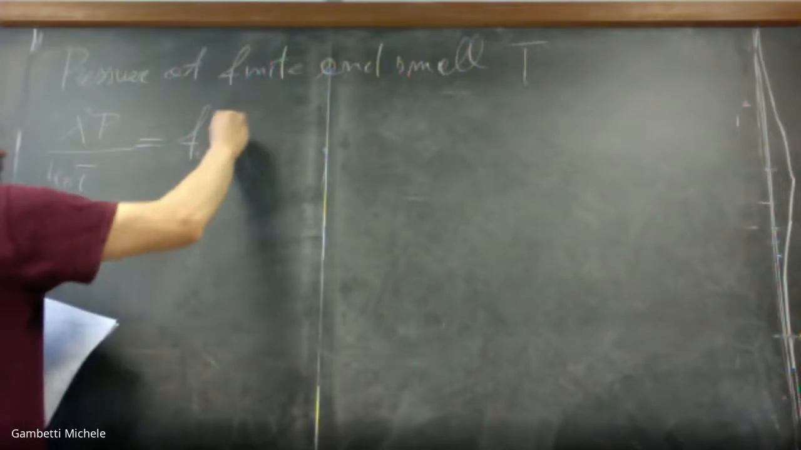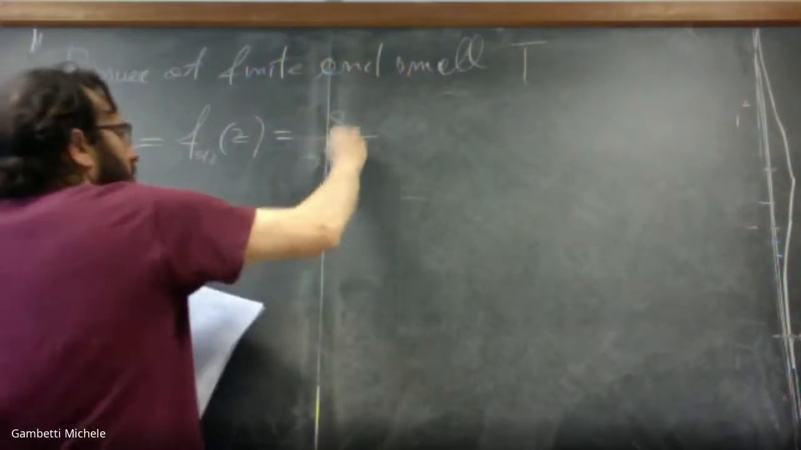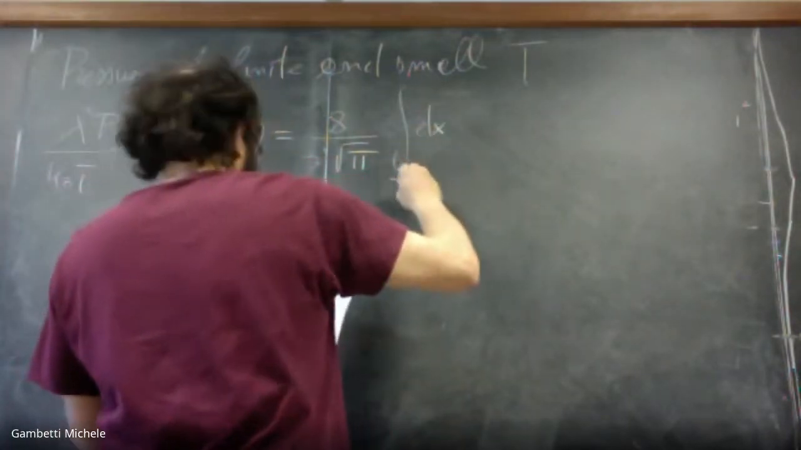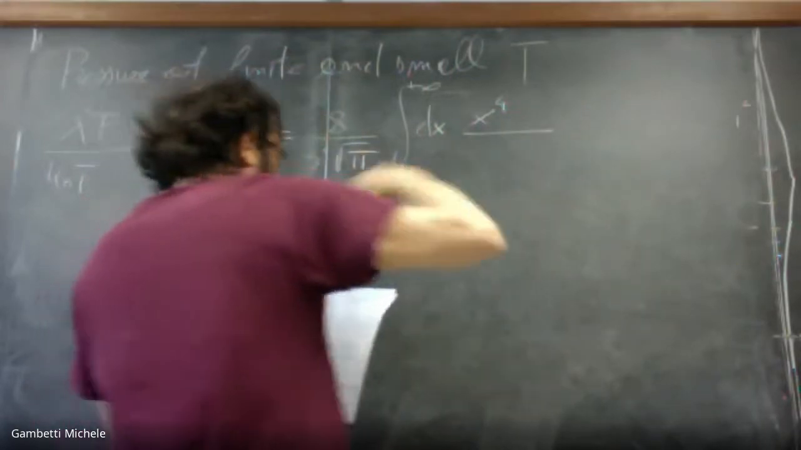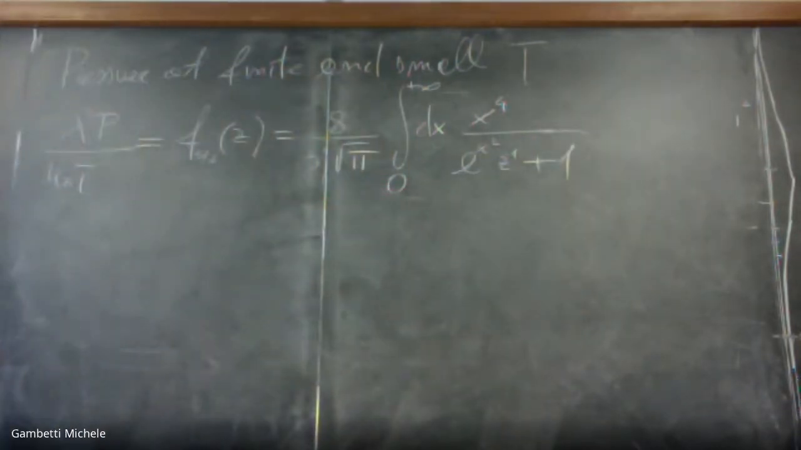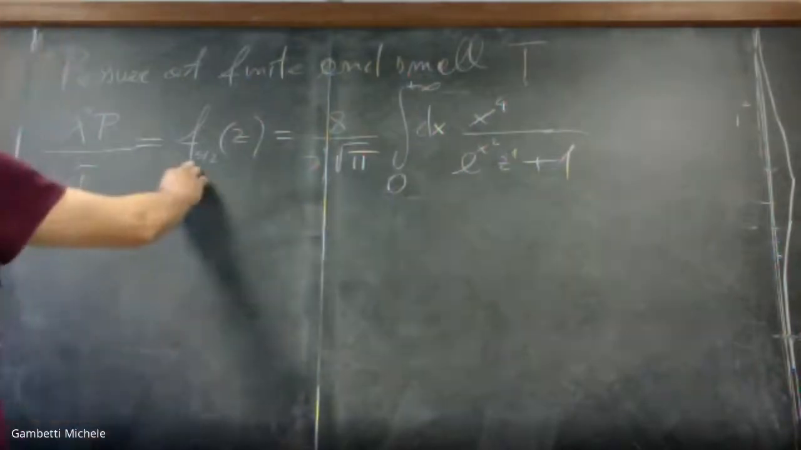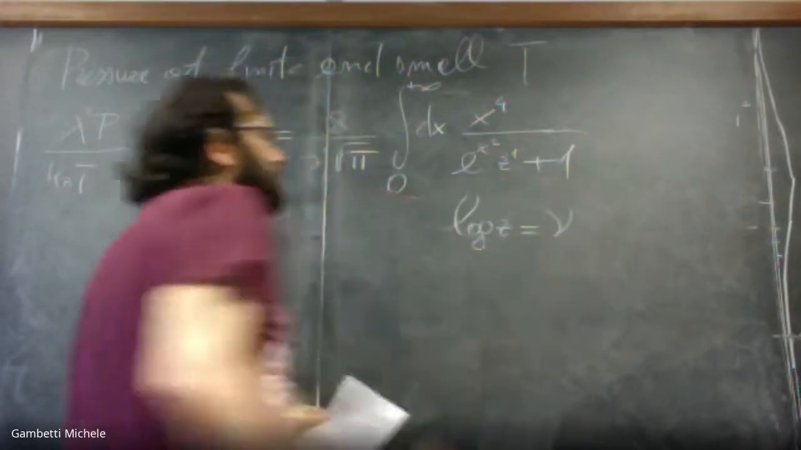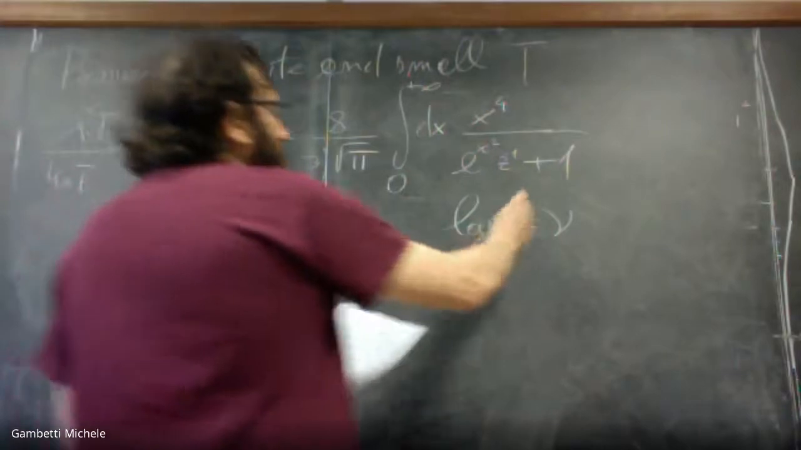this was the F5/2 of the fugacity, which in terms of an integral, the same as in the case of the Bose gas, was 4 divided by 3 square root of pi, and here you have an integral dx from 0 to plus infinity of x to the power of 4, then I have x squared, here I have z to the minus 1, and this is a plus 1. Now, basically it follows the same steps that we used for expanding F3/2. So at some point, one introduces the log of the fugacity, which is equal to mu.